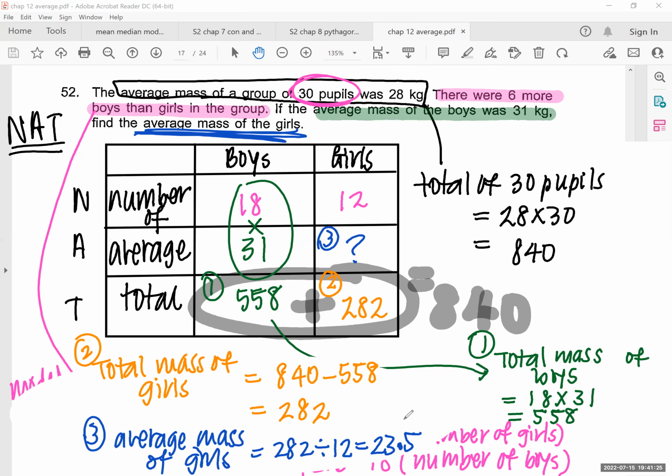Okay, so that's all for average. Okay, please make notes for question 52. Okay, write down your homework book right now. Make notes for question 52.